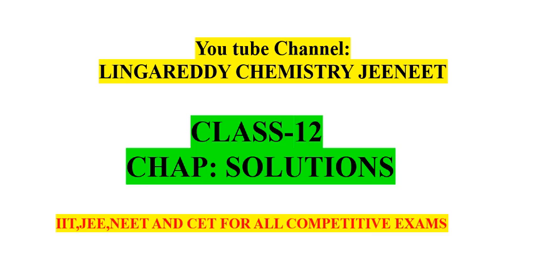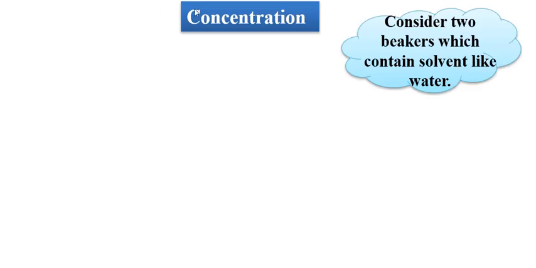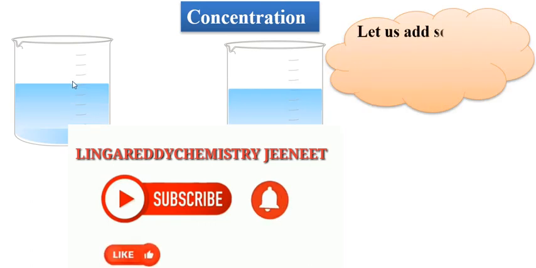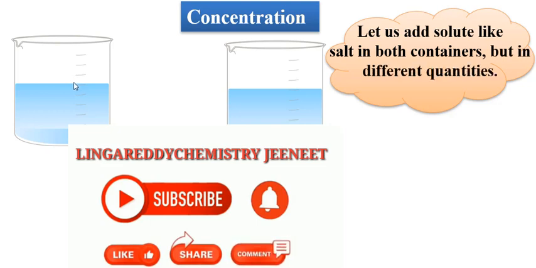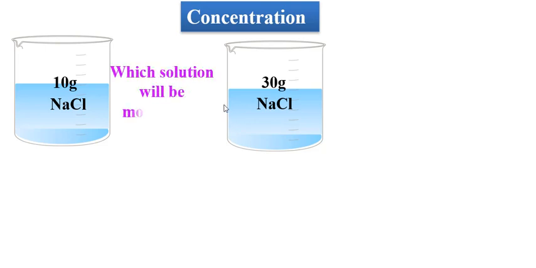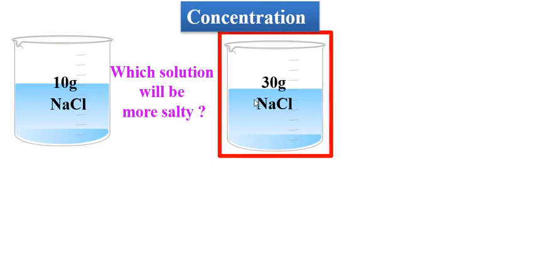Class, we are going to discuss the concentration of solutions. Consider two beakers which contain a solvent like water. I am taking two beakers with the same amount of water. I am adding different quantities of salt: 10 gram NaCl in the first beaker, and 30 gram NaCl in the next beaker. Now, which solution will be more salty? Of course, the 30 gram NaCl solution will be more salty.